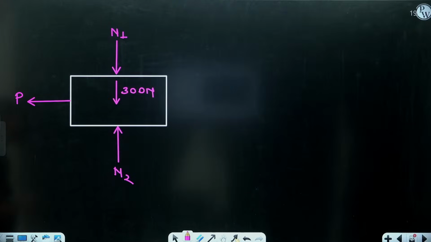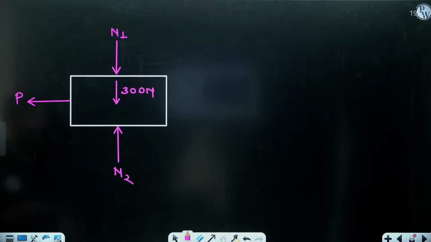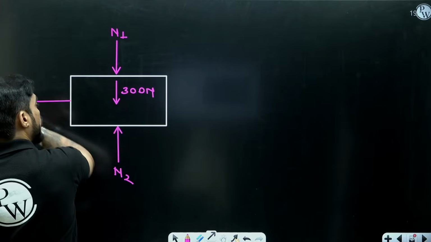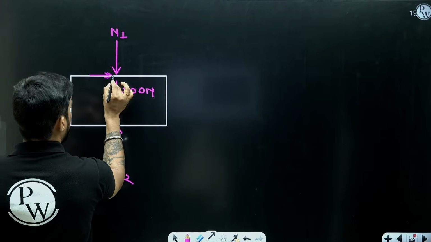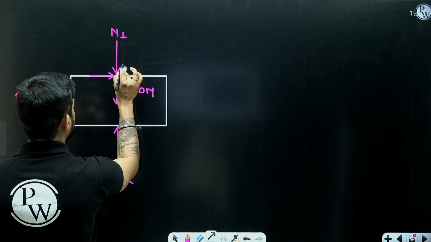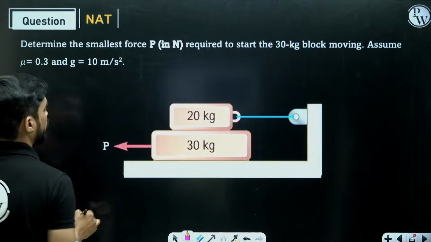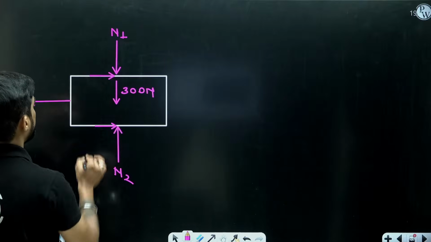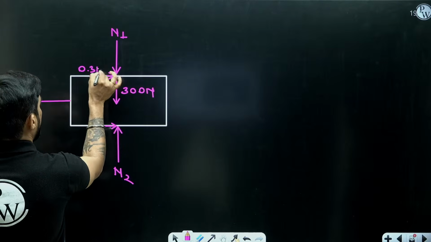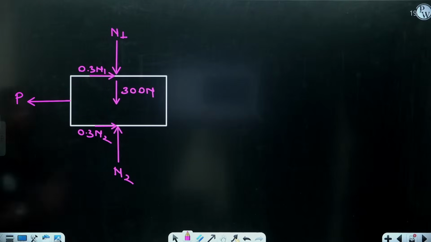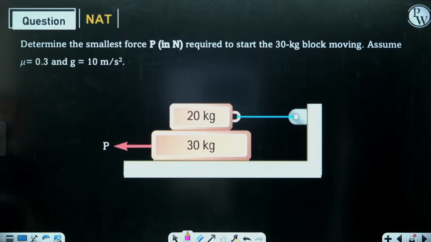Now, there will be friction force at top as well as bottom. This block we are moving towards left, so the friction force will be towards right, like this. What is the value of mu? 0.3. So this will be 0.3 N1, and this will be 0.3 N2. I hope this free body diagram is clear to you. This is the free body diagram of the second block, the 30 kg block.